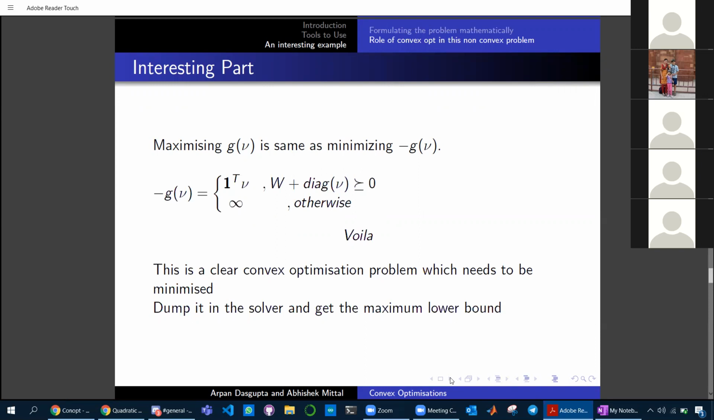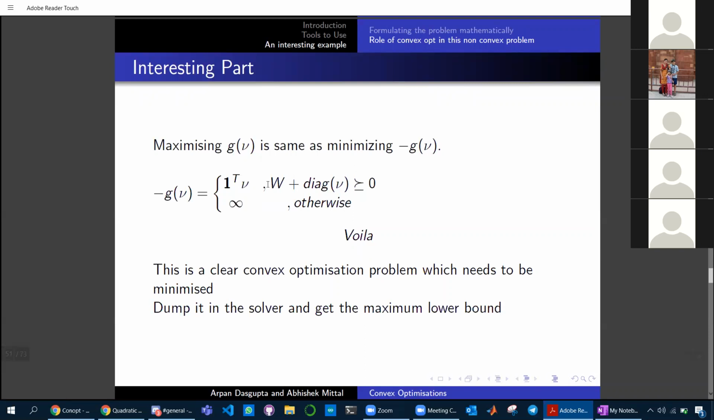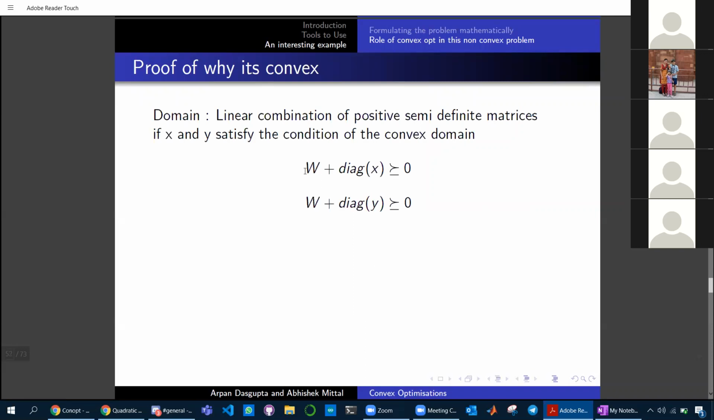Now, I'll just try proving that why this minus g of nu is convex. First of all, for any function to be convex, the domain over which it is defined also has to be convex. So I'm going to take two such points, x and y, and assume that they satisfy the condition of the convex domain. That is, w plus diag of x is also positive semi-definite, and w plus diag of y is also positive semi-definite. Now, using the convexity condition, any point in between them, between x and y, should also satisfy this condition. So if they satisfy, then this set is indeed convex.